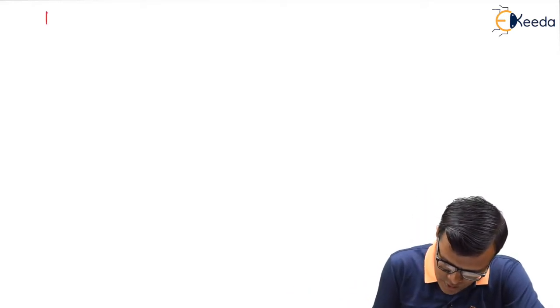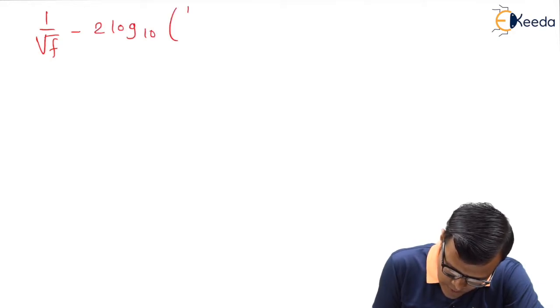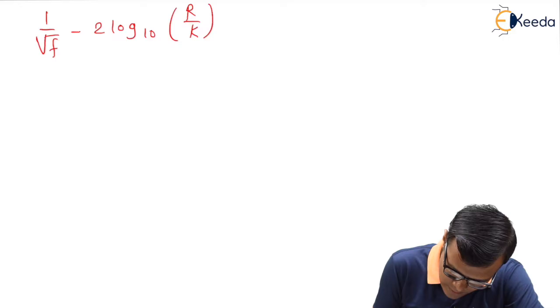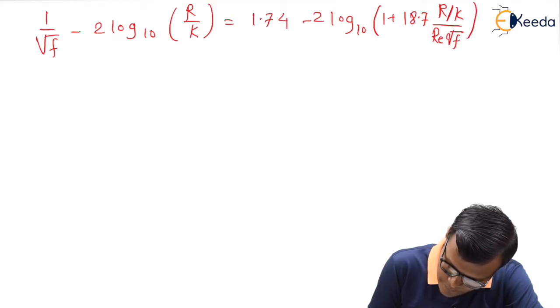Hello friends, as we have seen that in case of commercial pipes, to obtain value of friction factor, we have developed a semi-empirical equation. So the semi-empirical equation was 1 upon root f minus 2 log to the base 10 r upon k, that is equal to 1.74 minus 2 log to the base 10 of 1 plus 18.7 r upon k divided by Re under root of f.